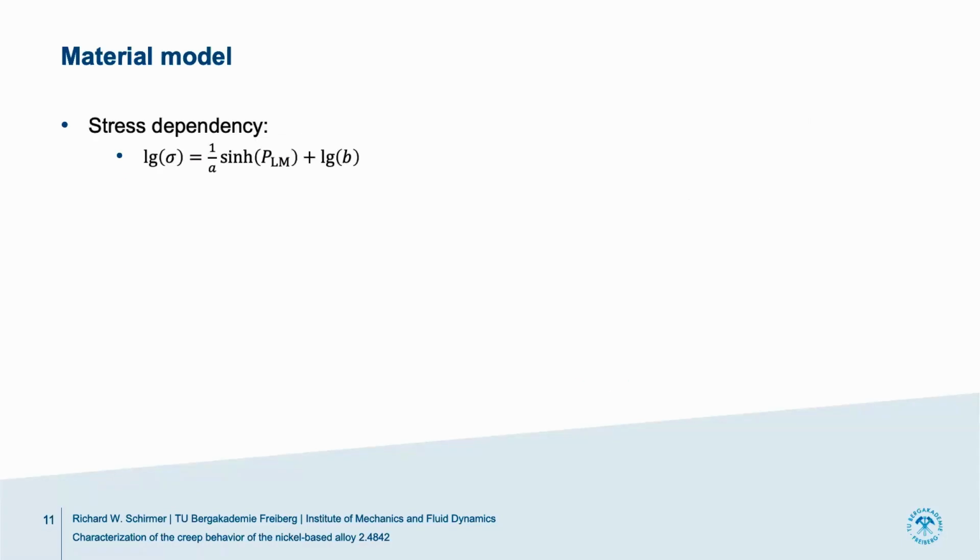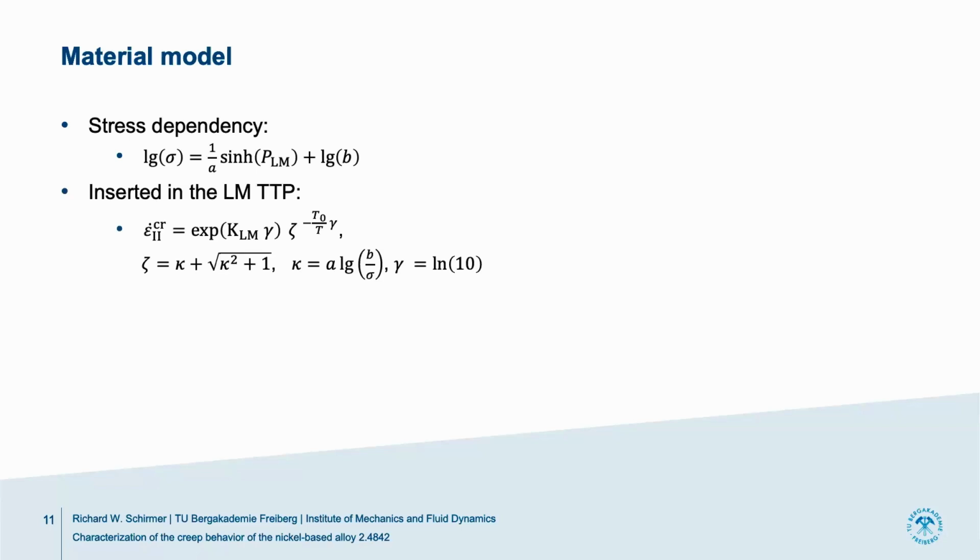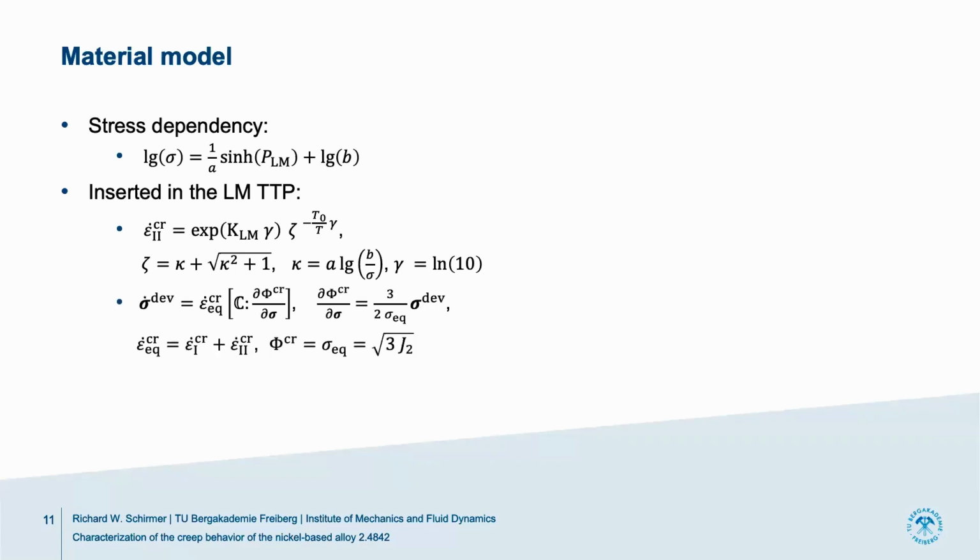Last ingredient is the stress dependency, which is given as this equation. Unfortunately, I do not have the time to elaborate why we use specifically this equation. But there is a paper coming, so stay tuned for that. If we insert that into the Larson-Miller time temperature parameter and reformulate all of it, we end up with a creep strain rate equation, which we can plug into any kind of simulation software, which again is of the radial return mapping algorithm type. But this time without a yield stress.